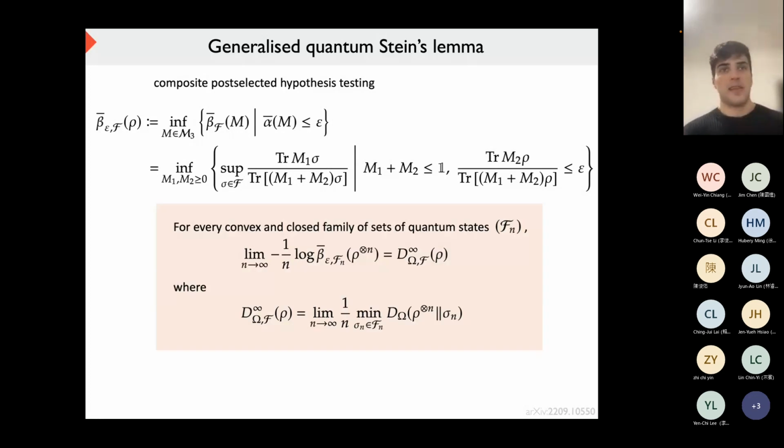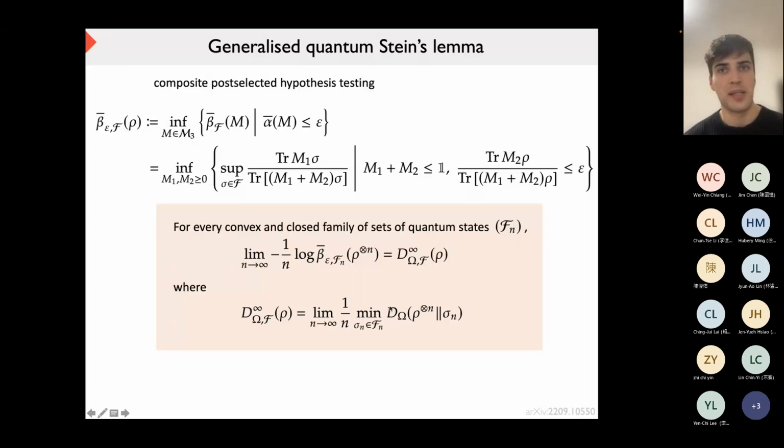So the result we obtain is that for every convex and closed family of sets of quantum states, the exponent actually equals this Hilbert projective metric, but we have to essentially regularize it. This is called a regularization.